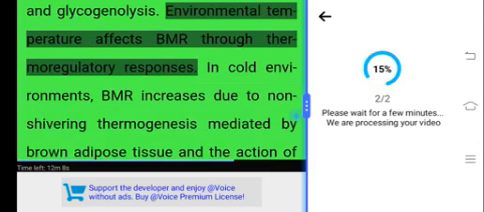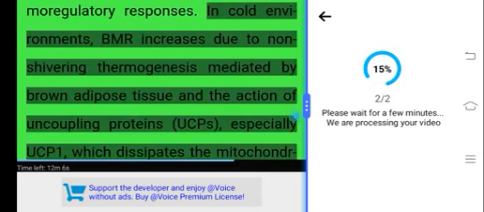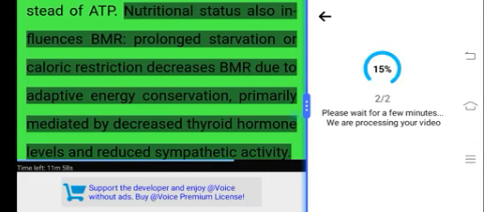Environmental temperature affects BMR through thermoregulatory responses. In cold environments, BMR increases due to non-shivering thermogenesis mediated by brown adipose tissue and the action of uncoupling proteins (UCPs), especially UCP1, which dissipates the mitochondrial proton gradient to generate heat instead of ATP. Nutritional status also influences BMR. Prolonged starvation or caloric restriction decreases BMR due to adaptive energy conservation, primarily mediated by decreased thyroid hormone levels and reduced sympathetic activity.